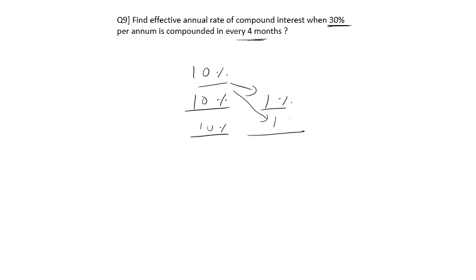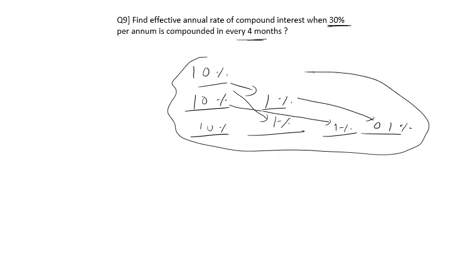This is 10% of 10%, 1%, 10% of 10%, again 1%, and 10% of 1%, that is 0.1%. So the effective annual rate is the summation of all of this. That is coming out to be how much, guys? 30, 31, 33, 33.1.